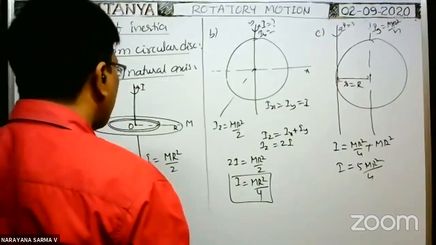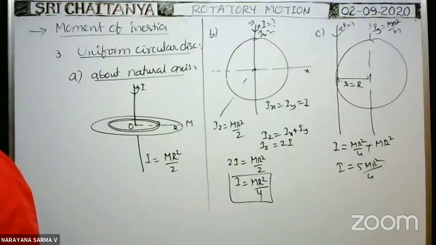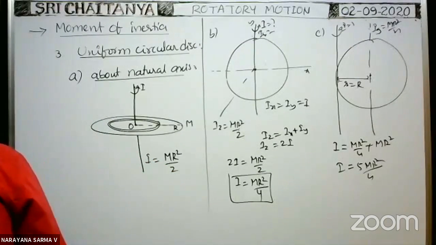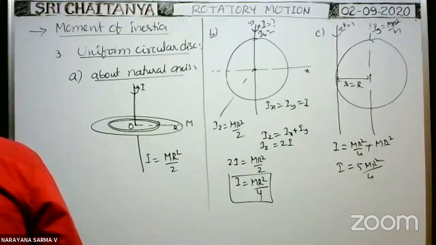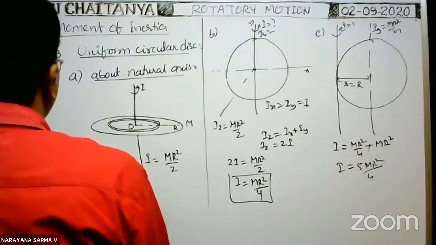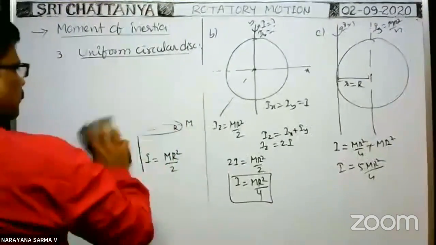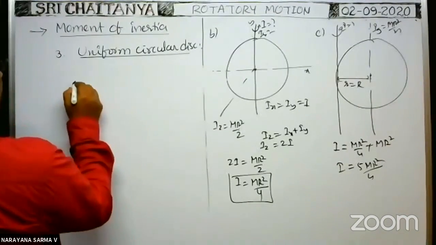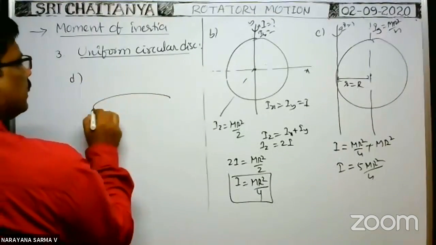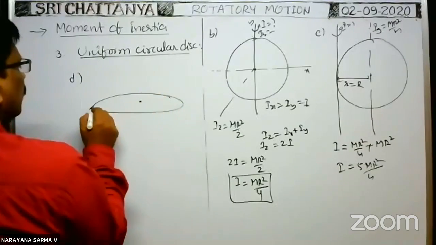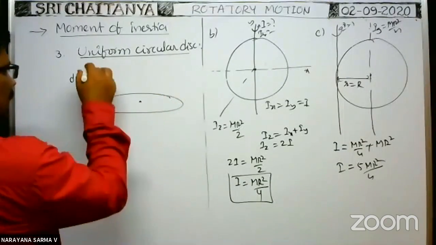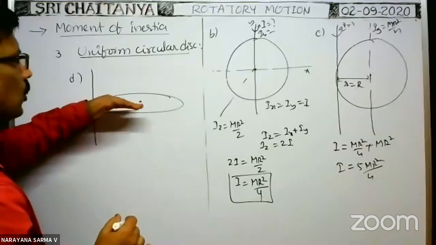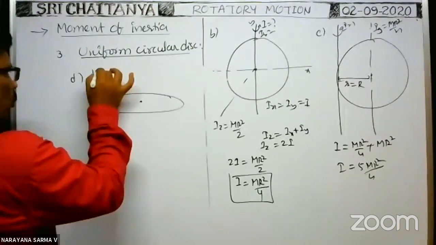Sometimes they may ask the moment of inertia of the circular disk about a tangential axis perpendicular to the plane of the disk. That means in the next case, this is the disk, and this is the center. It is the tangential axis only, but this is the tangential axis perpendicular to the plane of the disk. About this axis, what is the moment of inertia?